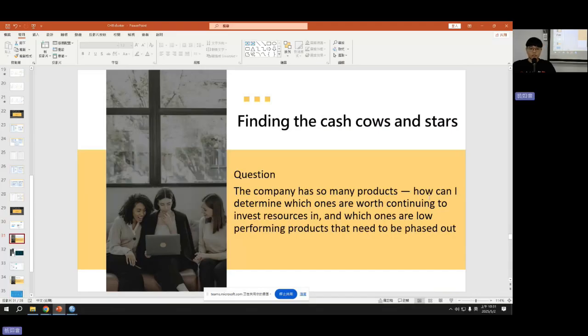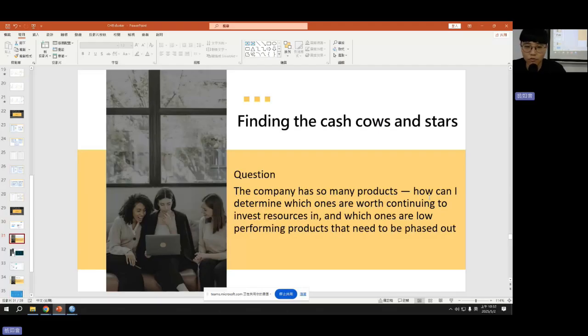To use cluster analysis in a more applied way, we have to start with problem solving. That means we need to learn how to apply this technique to analyze real business problems. This question we call finding the cash cow and the star. Here is the business question: the company has so many products, so how can I determine which ones are worth continuing to invest resources in, and which are the low-performing products that need to be phased out?